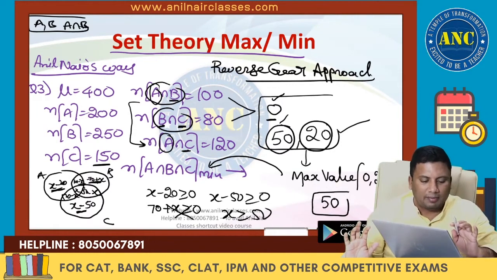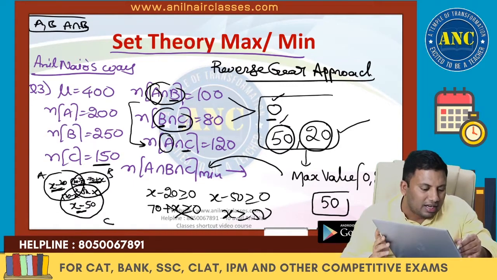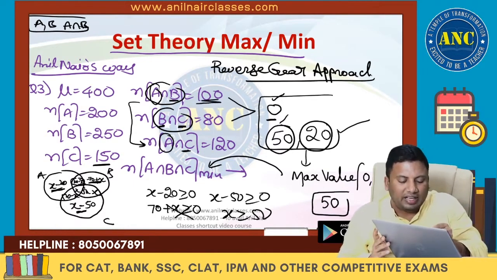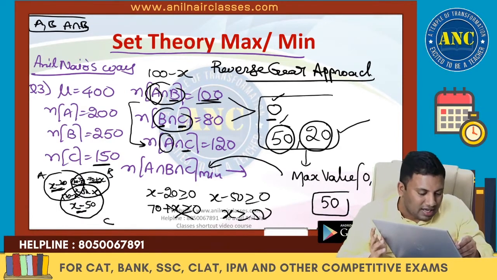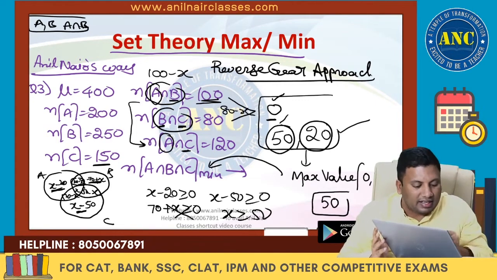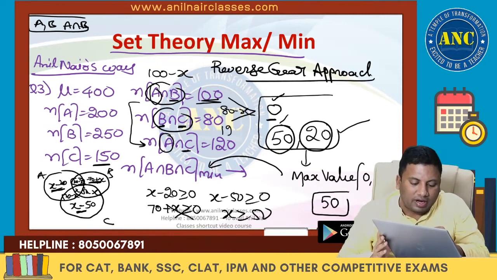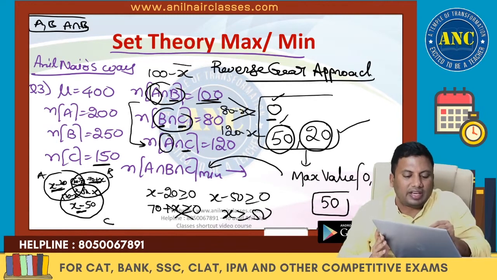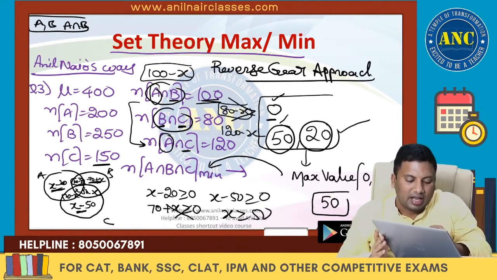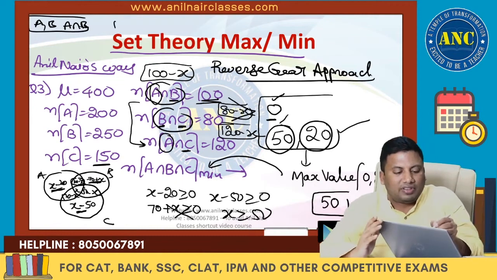Idea is clear. Minimum, maximum, what is it that we did? Here we got 100 minus x. If it is A intersection B, write it down as 100 minus x. Here it is 80, so 80 minus x. Here it is 120, so 120 minus x. Three cases anyway that you get: 100 minus x, 80 minus x, 120 minus x. So put all of these.